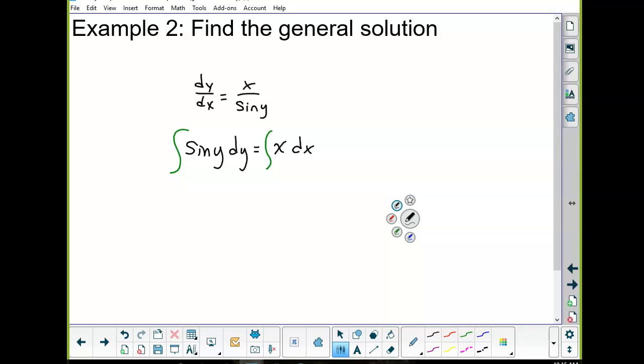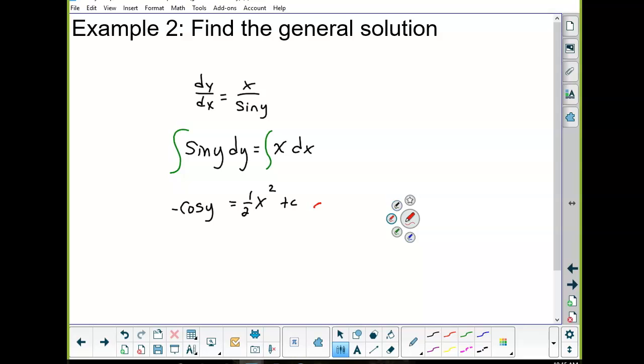The antiderivative of sine is negative cosine. Remember the negative, because if I was to take the derivative of this, I would get back to where it started. And then the antiderivative of x is 1/2 x squared plus c.